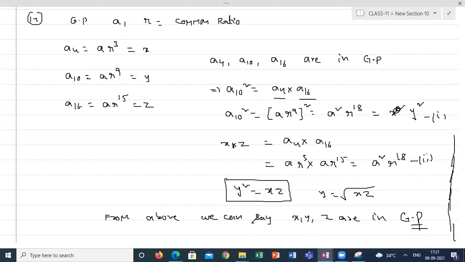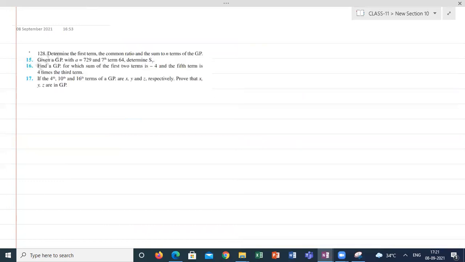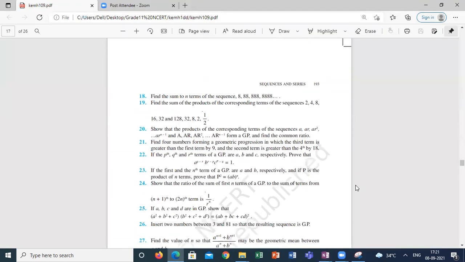The next one, question number 18. Guys, anyone having any doubts so far? Please, in questions. Students, please. Anyone having any doubts? Shall I go to the question number 18?